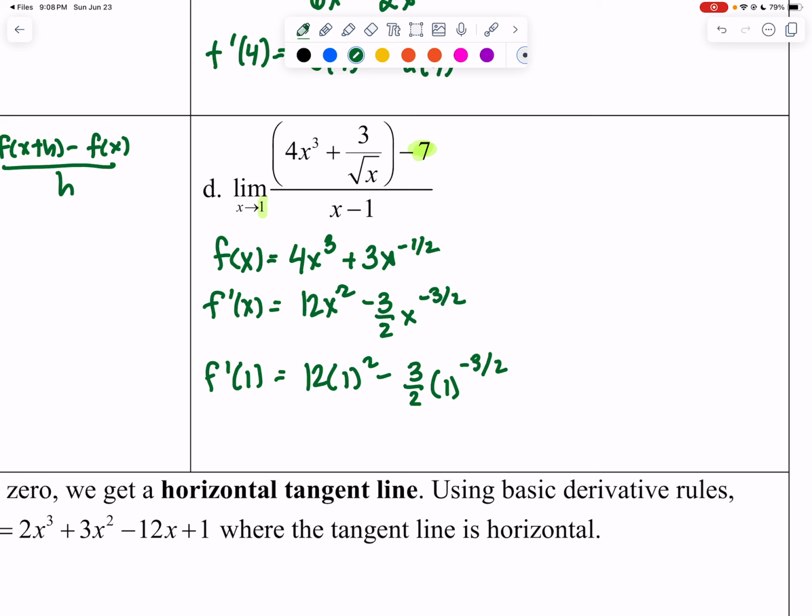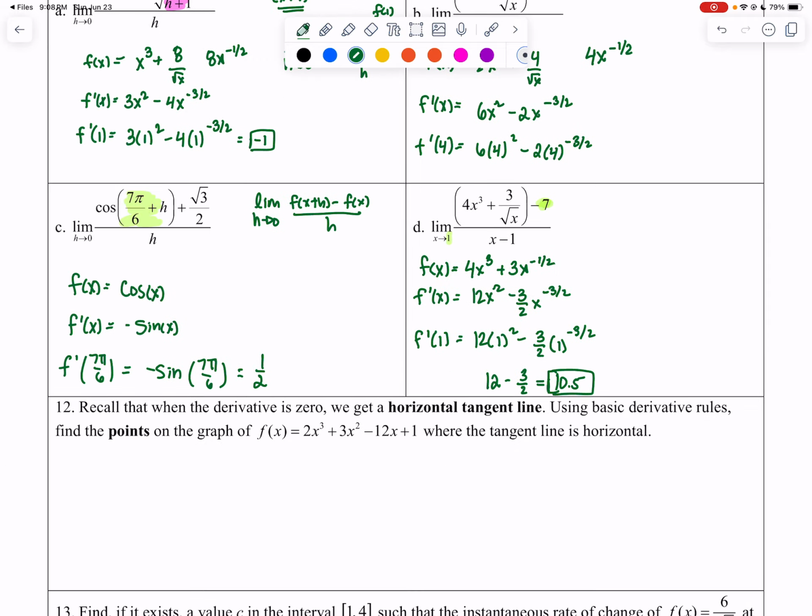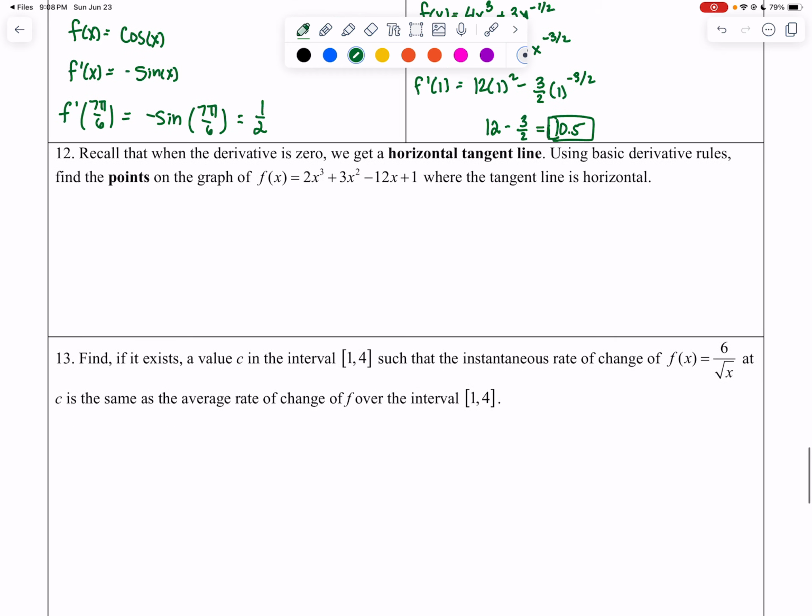And call it a day. So that's just going to be 12 minus 3/2. And if I simplify that, that's going to be 10.5. All right, two more. Number 12.